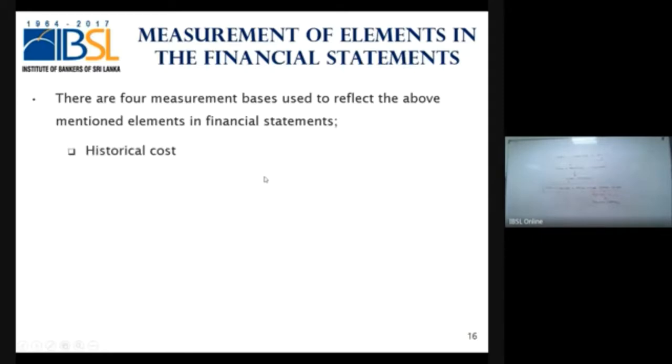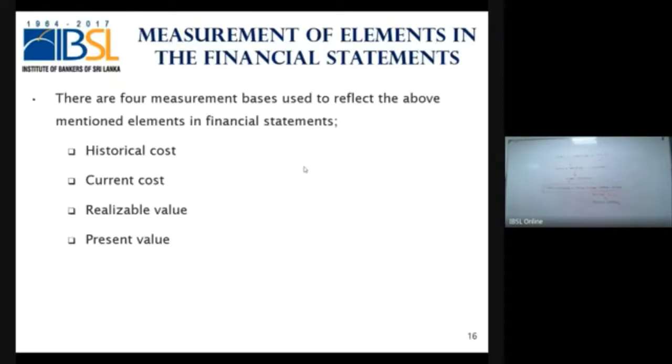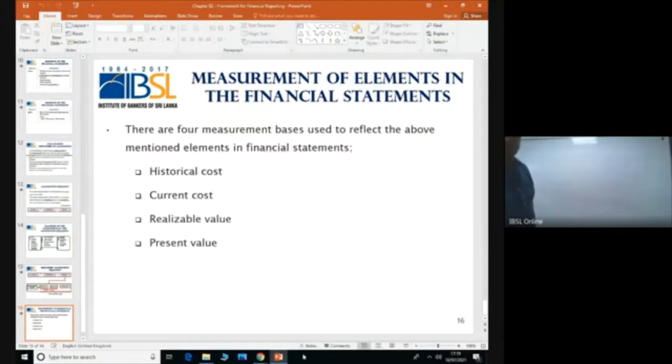So there is a terminology called historical cost. Then there is something called current cost. Then you get the realizable value and the present value, right? Now there are four values: historical cost, current cost, realizable value, and the present value. So what are these?